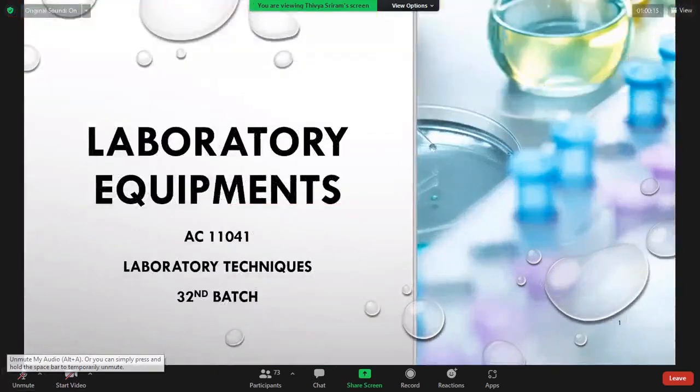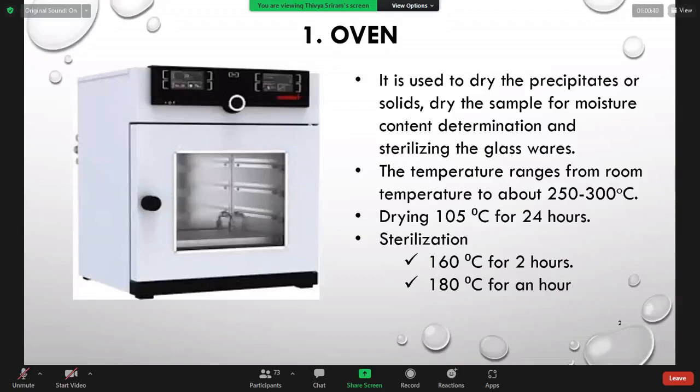Okay, this is the continuation of glasswares. Here we are going to see about the laboratory equipments. We have studied a lot of equipments related to laboratory, but here we are going to see some very important equipments which are commonly used in the laboratory. Now, first of all, we will see about the oven, which is a very important heating apparatus available in the laboratories, used for the drying purpose as well as for the sterilization of the glasswares.